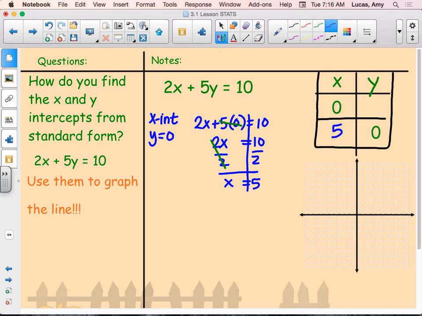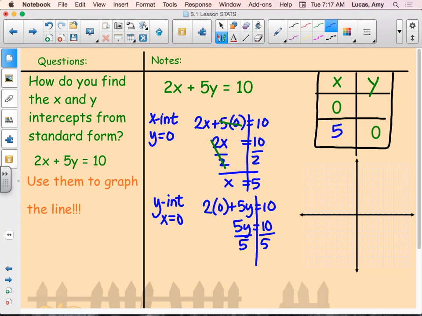Okay, now I need to find my y-intercept. So I can plug in x equals 0. So 2 times 0 plus 5y equals 10. 2 times 0 is 0. So 5y equals 10. I divide by 5. And y equals 2. So I can fill in 2 for y. So my ordered pairs, my x-intercept was x equals 5. So on the x-axis, I put a point at 5. My y-intercept was 2. On the y-axis, I put a point at 2. And then I connect them. So I need 2 points to make my line. I have the x-intercept and the y-intercept, and draw the line between them.